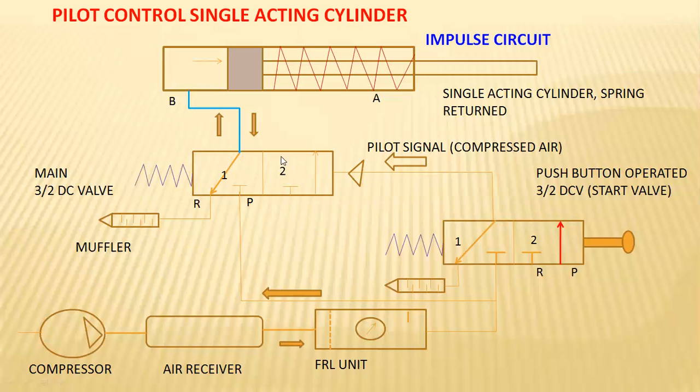This directional control valve is operated by another directional control valve here. When the push button is pressed, the channel is maintained. The second position comes into force, the channel is established, and pressurized air enters here. Upon this pneumatic supply, the second position comes into force and actuates the common connectivity. At that time only, the pressurized air will enter the cylinder and piston arrangement, that is, the B side.